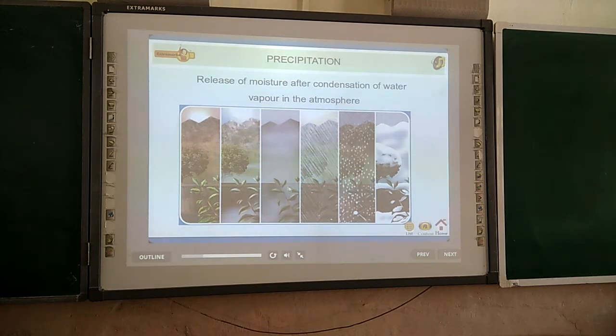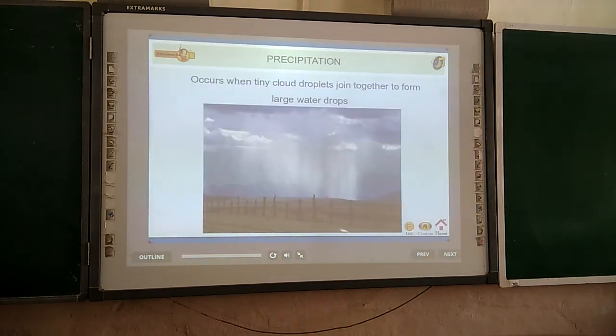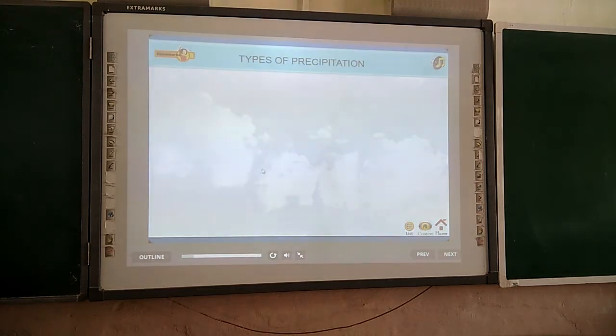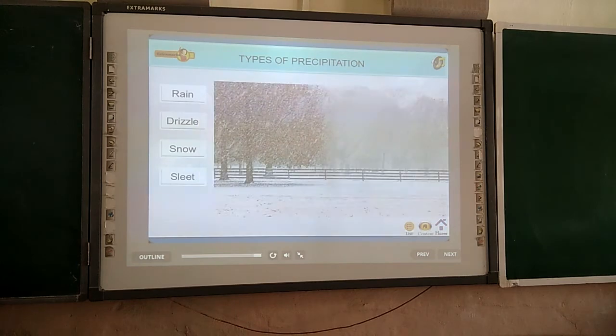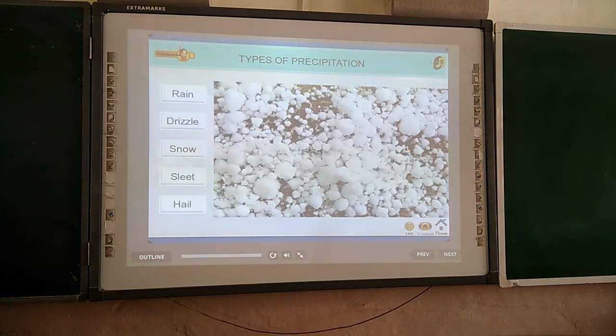Precipitation is the release of moisture after the condensation of water vapor in the atmosphere. It occurs when tiny cloud droplets join together to form large water droplets. Do you know that there are different types of precipitation? Take a look at these different types: rain, drizzle, snow, sleet, and hail.